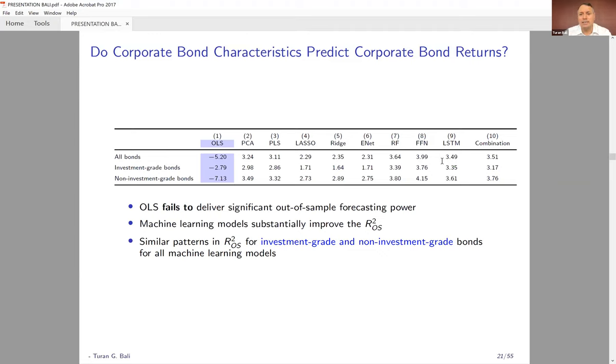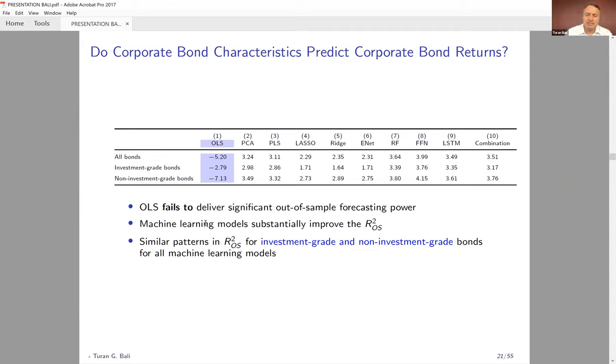We are looking at cross-sectional return predictability of bond returns using bond characteristics only, the 43 bond characteristics that we developed for this paper. As you can see, the first column shows out-of-sample R-squares. We didn't put any stars, but the machine learning models generated all positive and highly significant R-squares, at the 1% level or better. But OLS fails to deliver significant out-of-sample forecasting power. Machine learning models significantly improve, and this result is similar for investment grade and non-investment grade bonds.